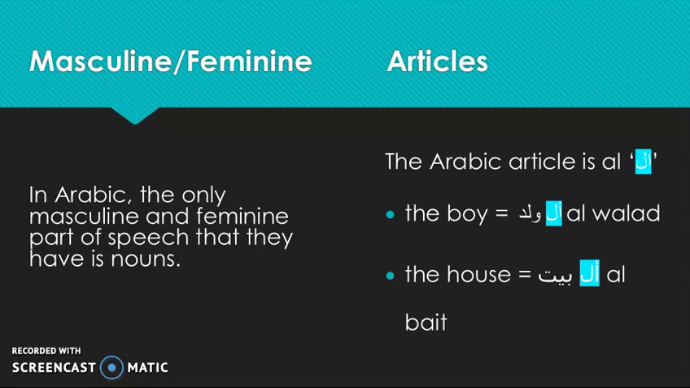And as far as articles go, they do have one. The primary one is al, which is used like a "the." So like the boy is al walad, or the house is al beit. And if it looks like it's backwards, like it's Beit Al, remember that it's read in the opposite direction. So you can see the highlighted article or Arabic letter is written first because they read from right to left.